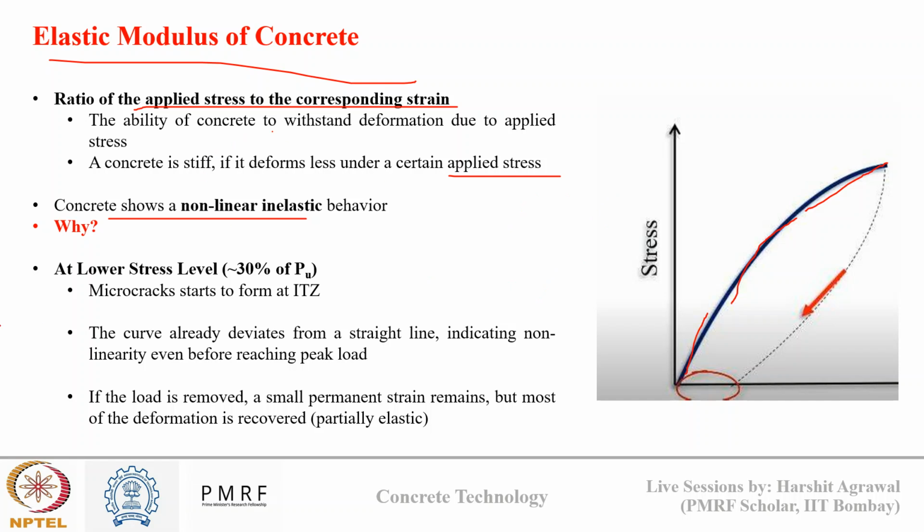Now, why does concrete show non-linear inelastic behavior? It is because of the way cracks propagate in concrete. At an initial lower stress level of around 30% of the ultimate load, microcracks start to form at the ITZ that we have seen. Suppose this is up to 30% ultimate load. In this region you can see the curve has already started to deviate from the straight line, indicating that non-linearity occurs even before I have reached the peak load.